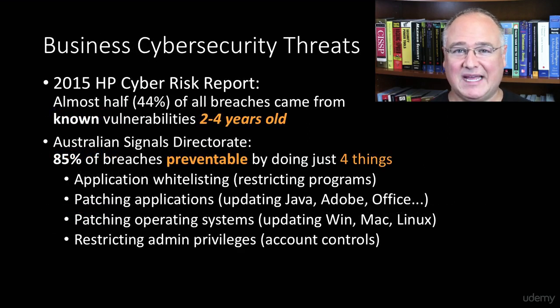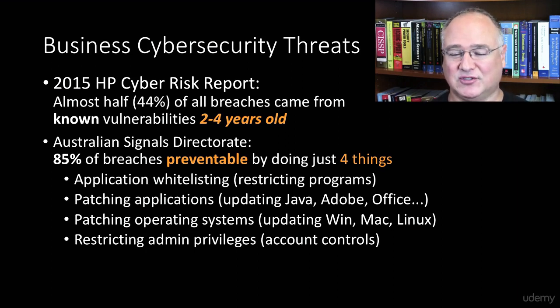And there's good news and bad news when it comes to the types of threats on our networks. First of all, a 2015 HP Cyber Risk Report showed that almost half, that was 44% of all breaches in 2015, came from known vulnerabilities that were 2 to 4 years old. That means that there had been patches for most of these problems for over 2 years, and they were still successful almost half of the time. 44% of those breaches came from attacks that a patch had been available for. And by a patch, we just mean updating your systems.